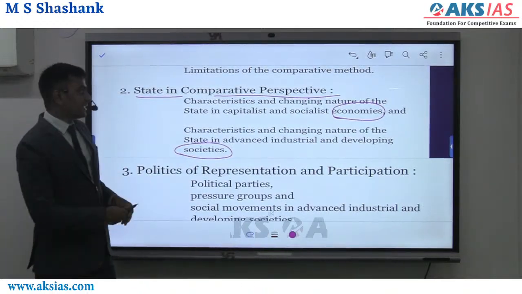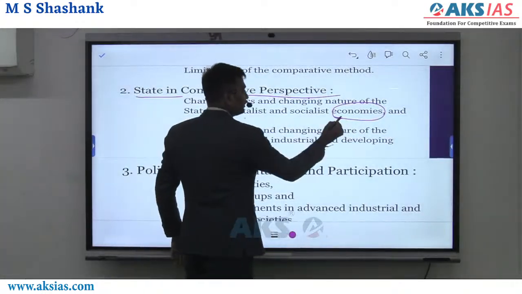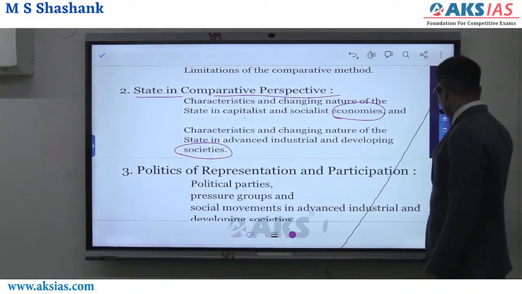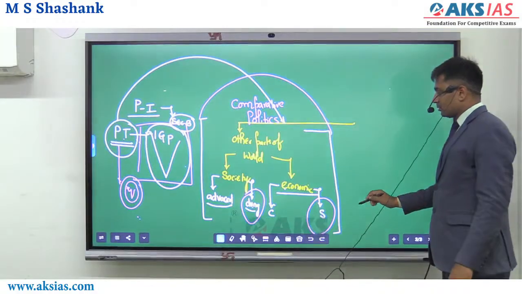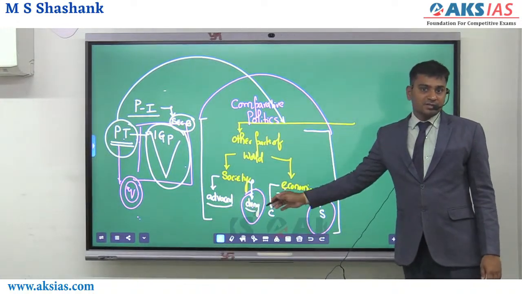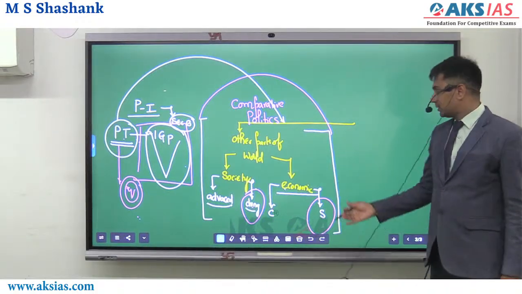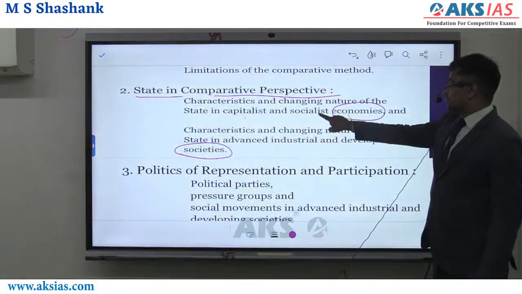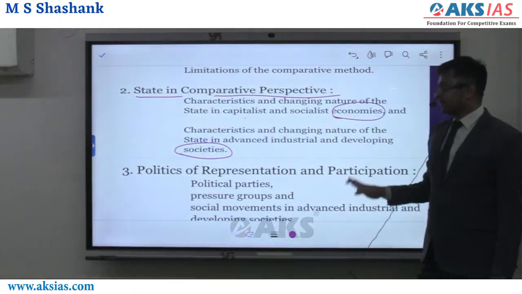Now how are they comparing? Characteristics and changing nature of the state in two economies: capitalist economy, socialist economy. That is what I said. Economies are classified as capitalist and socialist. Societies are classified as advanced and developing, industrial or developing. That is what they gave here. Nature of the state in capitalist and socialist, advanced and developing.